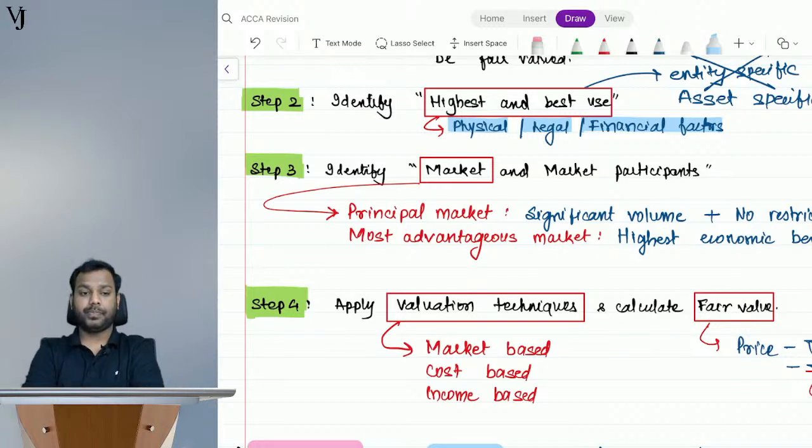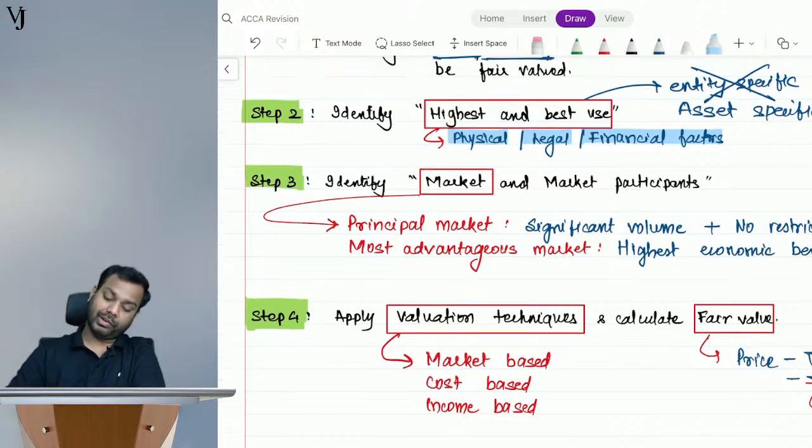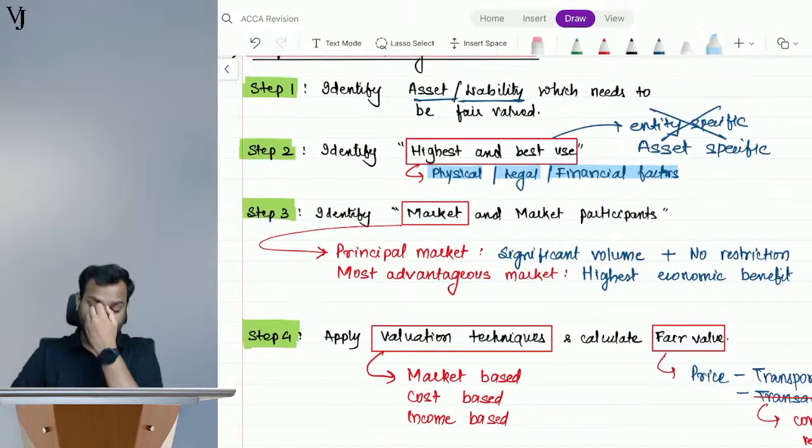Come on guys, please confirm. So I have discussed 2 steps so far: identify the asset and liability, and then identify the asset's highest and best use. Is it clear, everyone, so far? Please confirm, all of you.